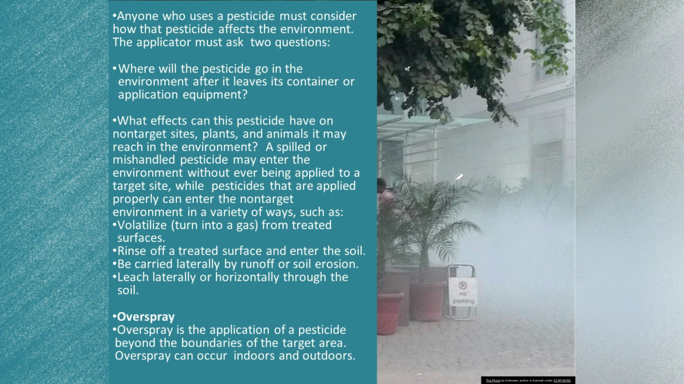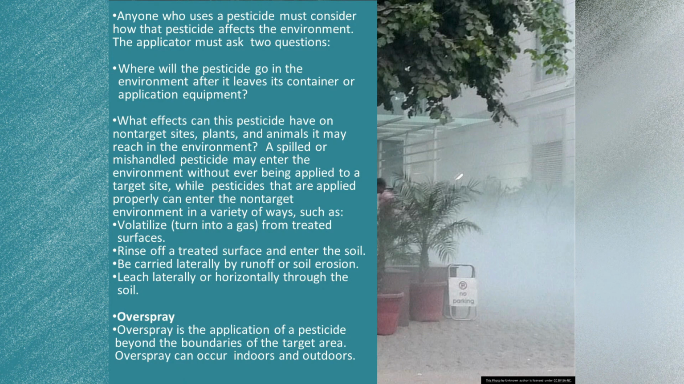A spilled or mishandled pesticide may enter the environment without ever being applied to a target site, while pesticides that are applied properly can enter the non-target environment in a variety of ways, such as: volatilize, turn into gas from treated surfaces; rinse off a treated surface and enter the soil; be carried laterally by runoff or soil erosion; leach laterally or horizontally through the soil; overspray.